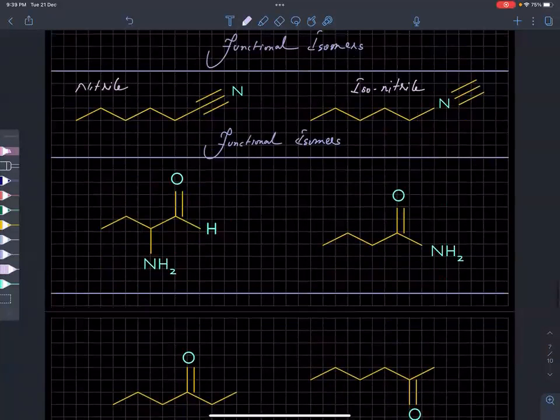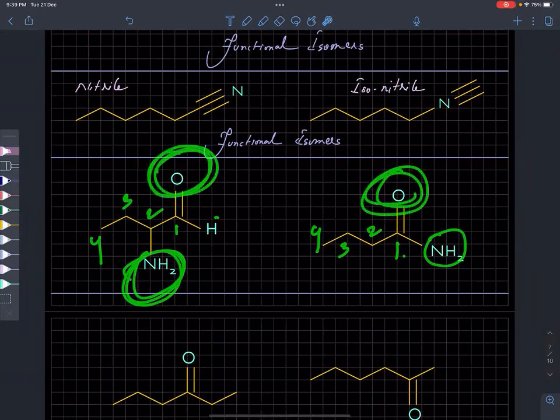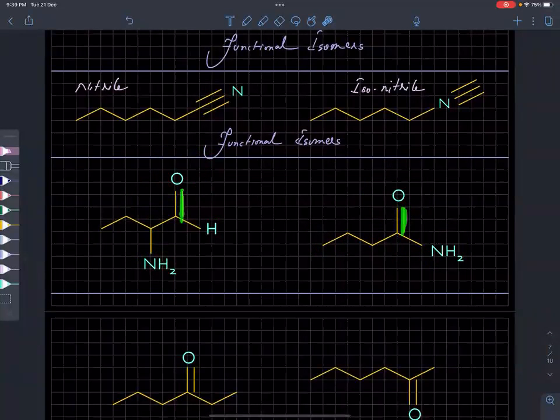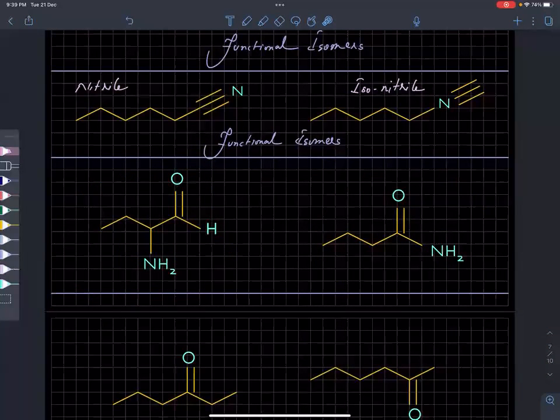What about these two? Sir, these are not isomers, sir. Just check carefully. They are functional isomers, sir. 1, 2, 3, 4. The number of carbons are the same. There is one nitrogen here, one nitrogen here. There is one oxygen here, one oxygen here. Degree of unsaturation is 1 in both. So automatically, the number of hydrogens will also be equal. So this is an amide. Yes, sir. This is an acid with an amine group attached as a substituent. So these are functional isomers.